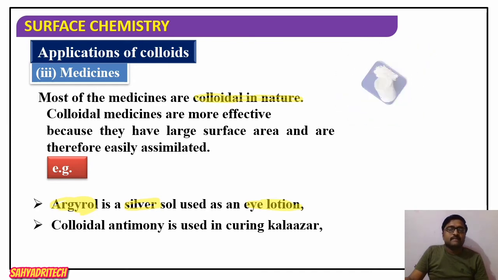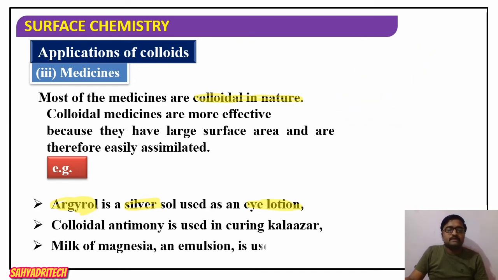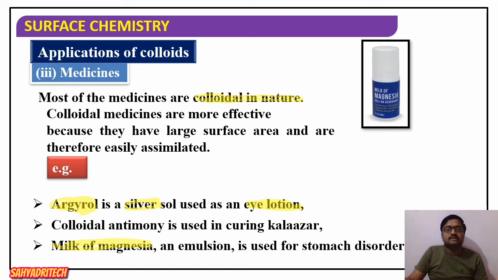Then milk of magnesia, magnesium hydroxide, which is used to treat stomach disorders. Acidity can be cured with the help of milk of magnesia. So even in the field of medicine, most of the medicines we use are colloidal in nature. Please remember Argyrol, colloidal antimony used in curing Kala-azar, and milk of magnesia used for stomach disorders, that is acidity.